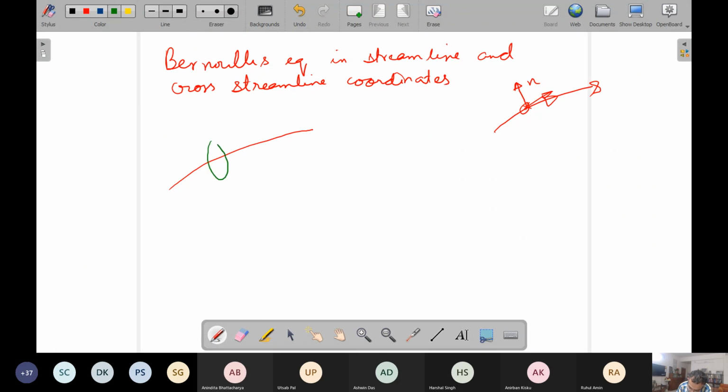We will consider a fluid element which is like a control mass. This is coaxial with the streamline. So this is a fluid element coaxial with the streamline. To make an analysis, we will try to identify all the forces which are acting on this.